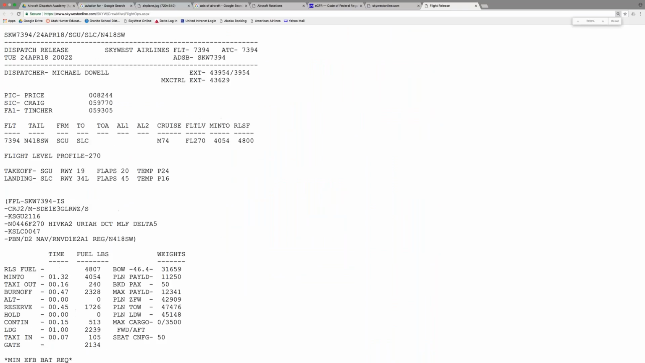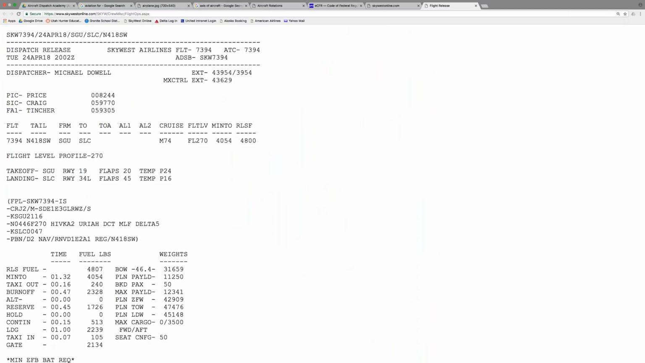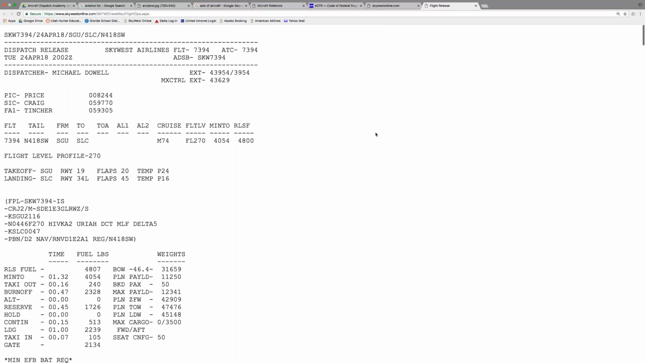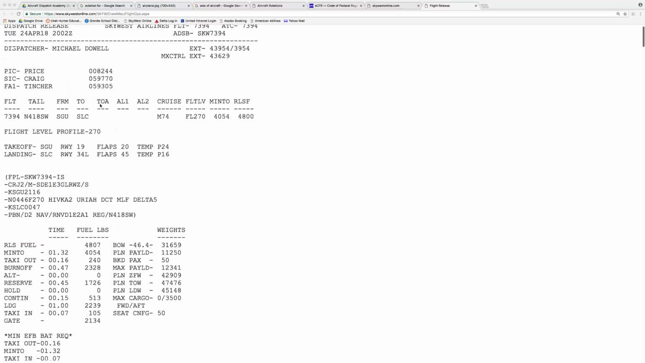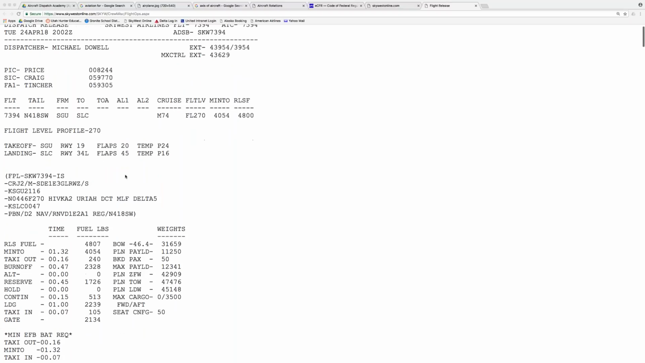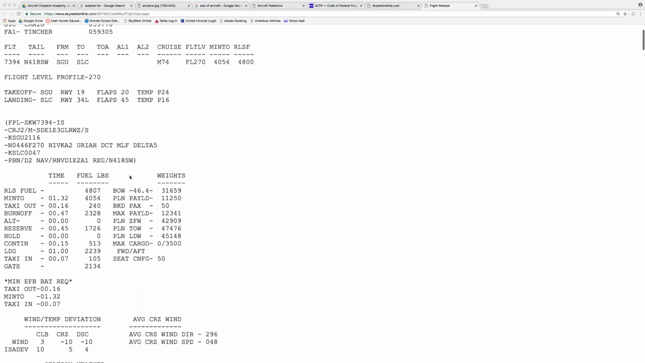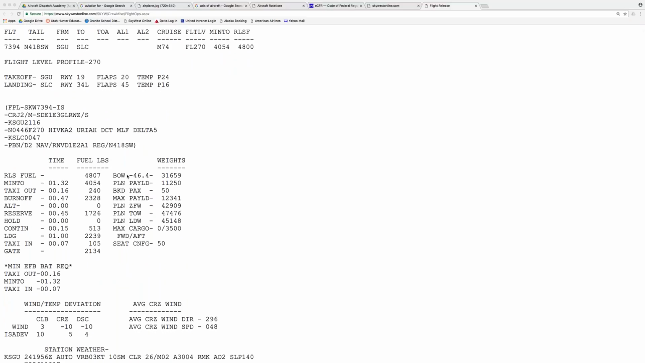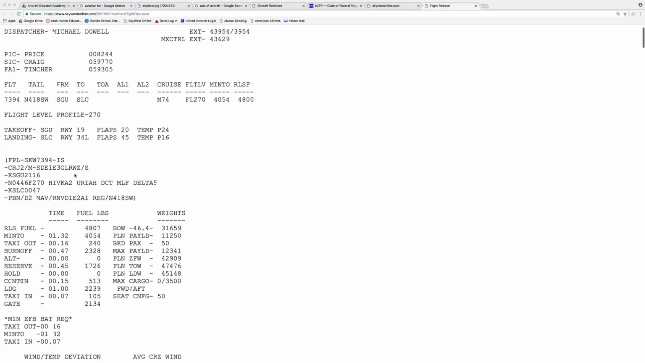So this is what a dispatch release looks like, and this is just kind of a, gee golly right now. A lot of this is just going to be complete gibberish to a lot of you, but this is the flight plan that we create. This is what it looks like when we send it to operations or the gate at the airport, basically, as they're preparing for the flight. This is what the captain gets from us and everything.